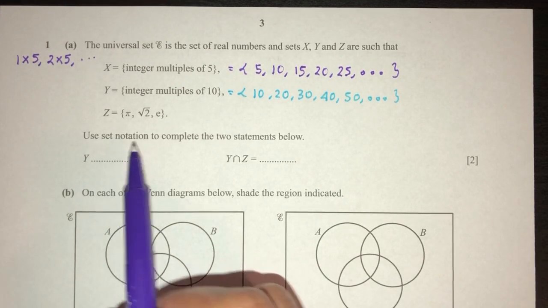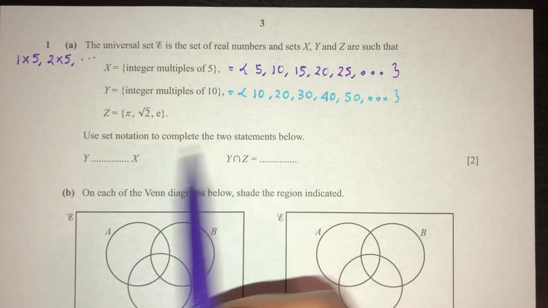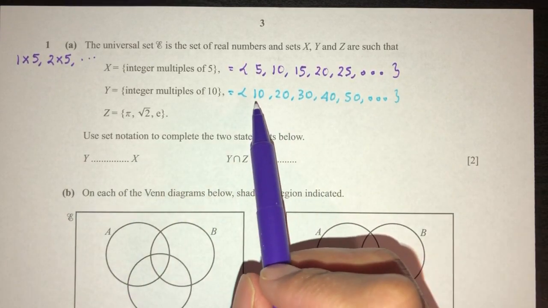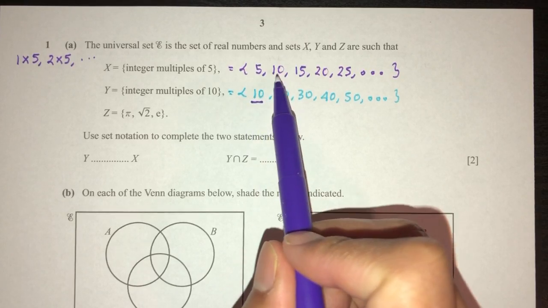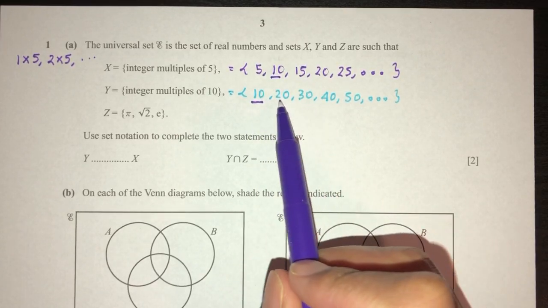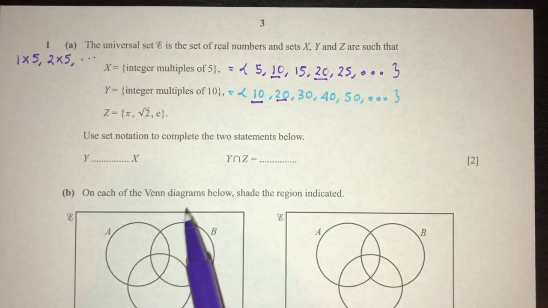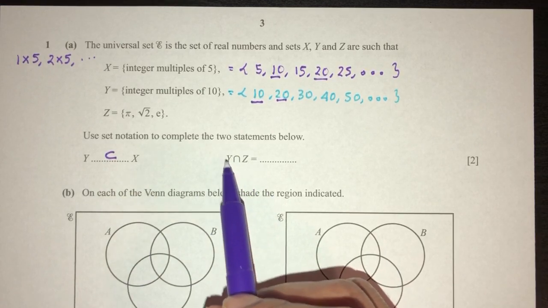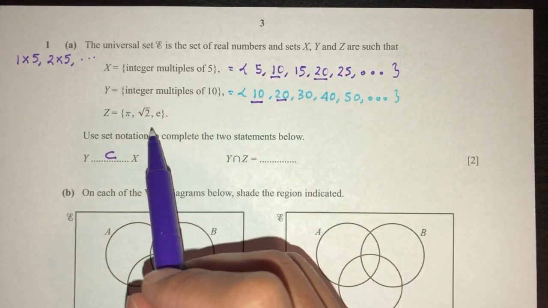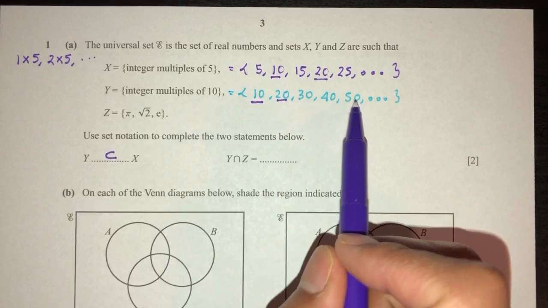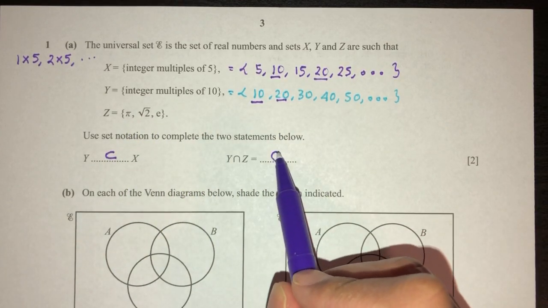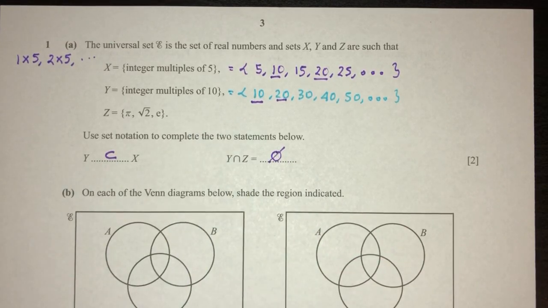Now, part 1. Use set notations to complete the two statements below. First one, y is what of x. If you observe, every element of y is also in x. So basically y will be a subset of x. That is the first one. Now for this one, y intersecting z is what? These are exact values and this is non-exact. Basically we don't have anything in common with those two, so it will have to be the empty set.